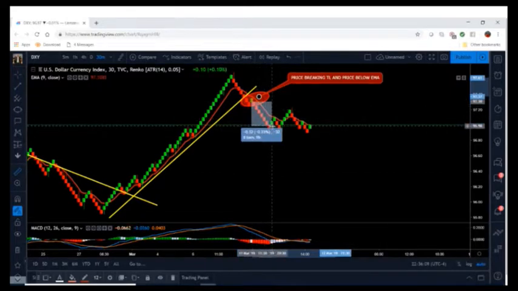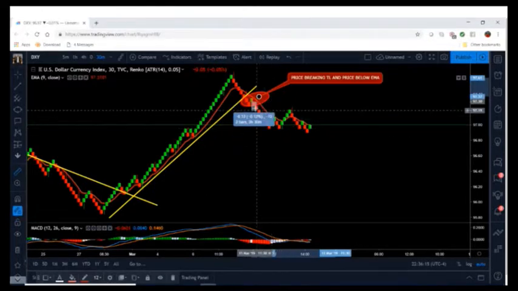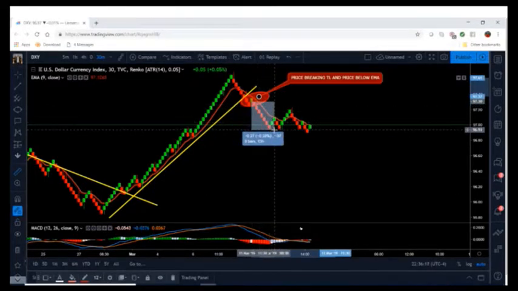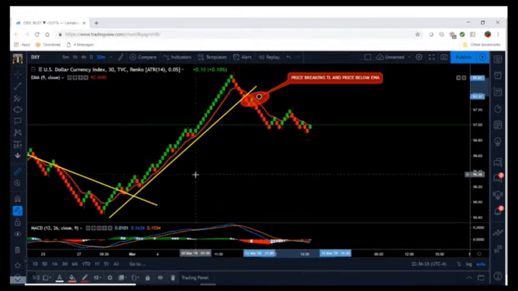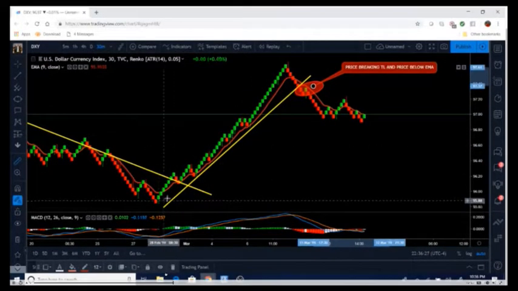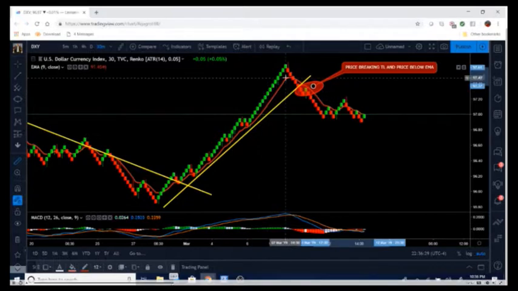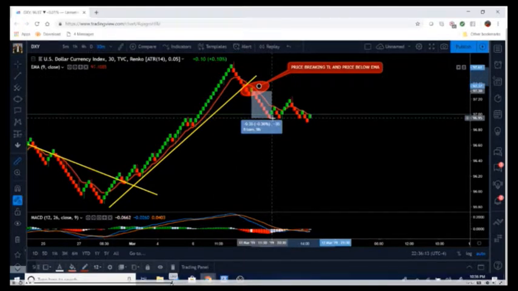There's my 30 pip move to the downside for all my scalpers. For all my scalpers, for all my intraday traders, boom, there's your move right there. And you're done. You're literally done. That's it. Waiting for that confirmation, because that's the beauty with Renkos. Again, it identifies pure price for you.